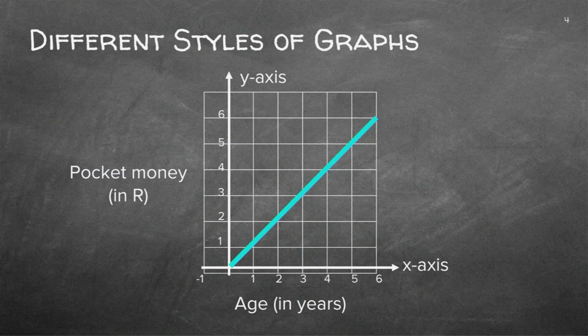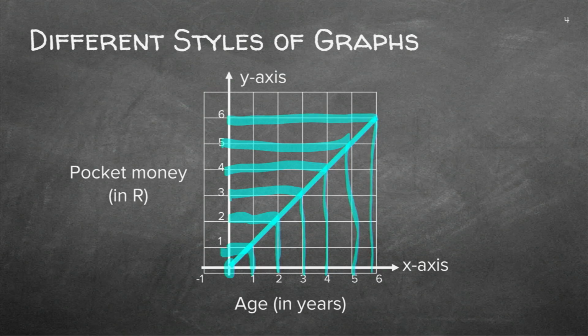Have a look at the same pocket money and years, but this is a much better situation if this is your pocket money. You will be okay not to get any money at the age of birth. So that's at 0. It seemed like you got 1 Rand when you were 1 years old. You got 2 Rand when you were 2 years old. You got 3 Rand at the age of 3. You got 4 at the age of 4. You got 5 Rand at the age of 5. And you got 6 Rand.